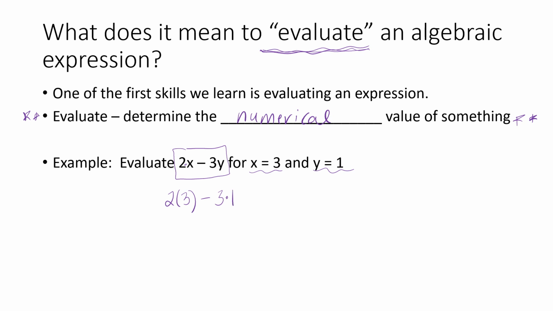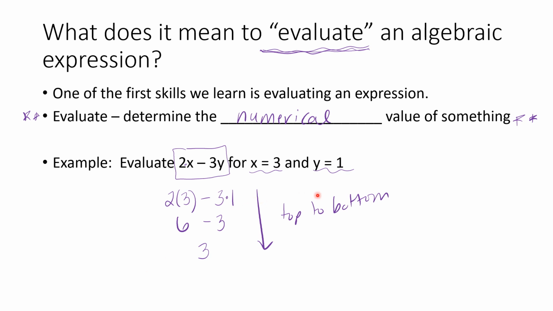Regardless of what indicator you want to use for the multiplication, you do need to remember that that is indeed multiplication. 2 times 3 is 6. And 3 times 1 is 3, and 6 minus 3 is 3. Notice that I am working top to bottom, okay? So that is how we format our work in algebra. We do not do equals and keep going off to the right, okay?